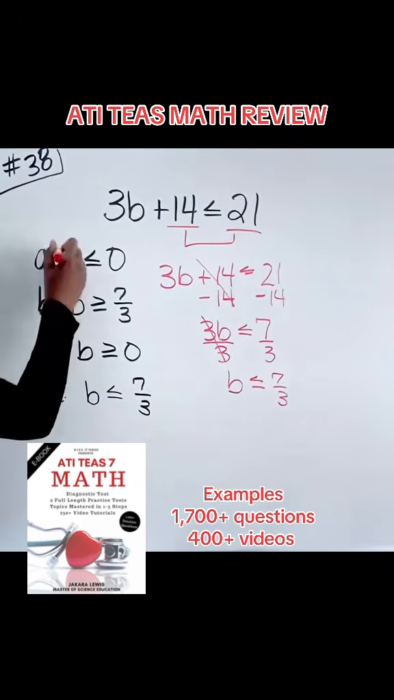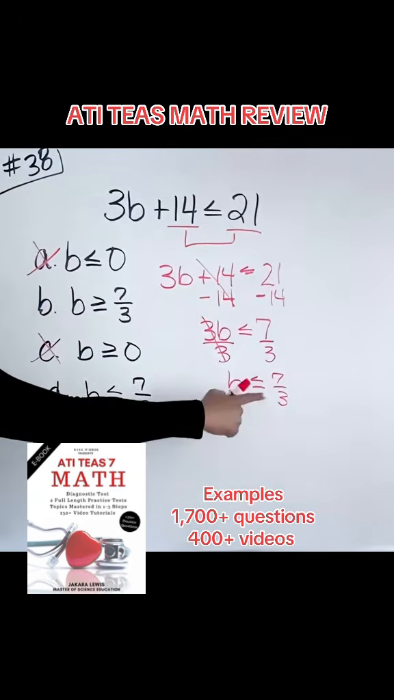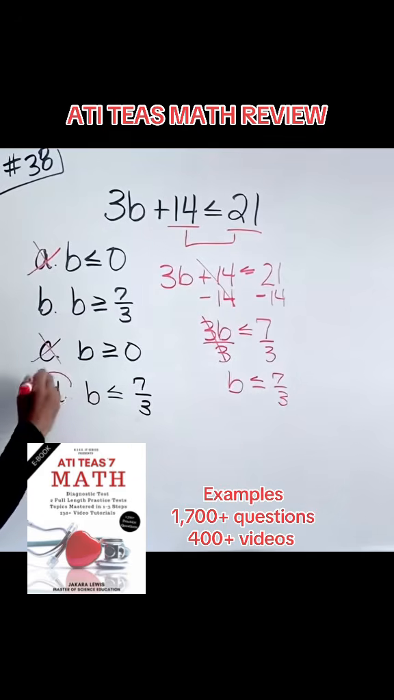All right, so of course we know it's not A, and we know it's not C because of the zeros. With B and D, we just have to be careful because we have to know the direction of the symbol. So in this case, the answer would be D.